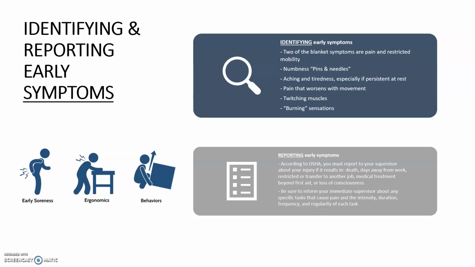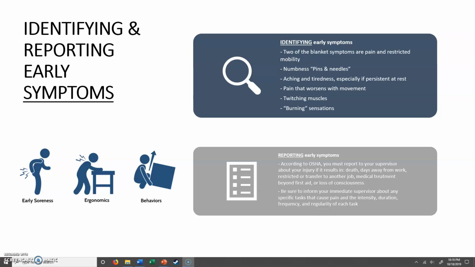According to OSHA, you must report to your supervisor about your injury if it results in death, days away from work, restricted work or transfer to another job, medical treatment beyond first aid, or loss of consciousness. And also, when you report to your immediate supervisor about any symptoms you might be concerned about, tell them about the specific tasks that cause pain and the intensity, duration, frequency, and regularity of each task so that they know how to ergonomically design your workplace to fit you or other workers.